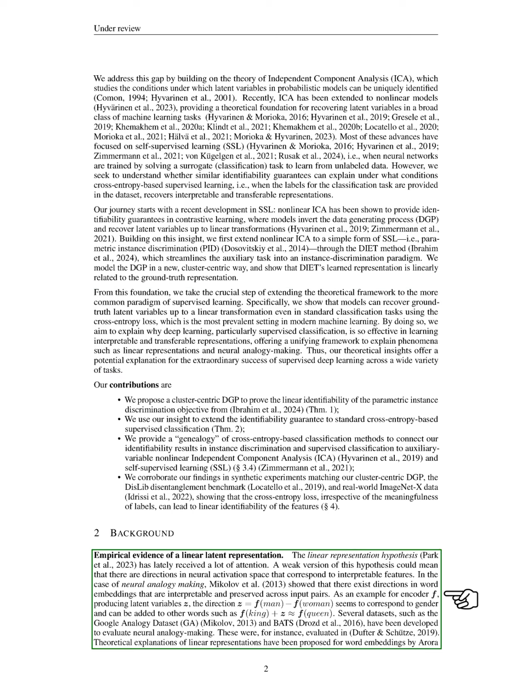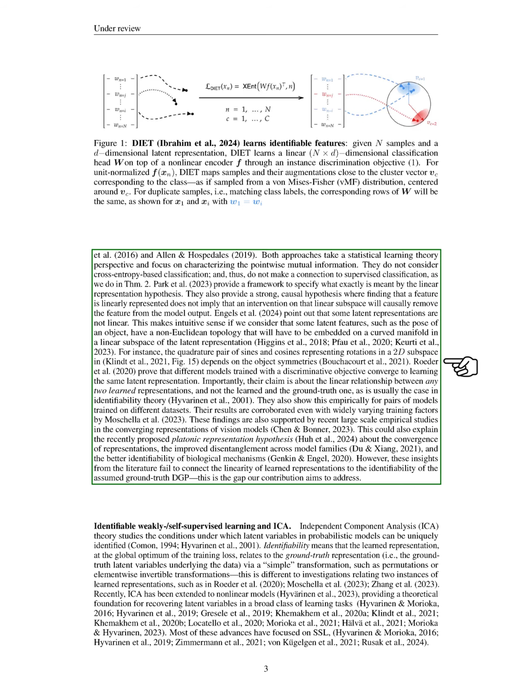We also highlight the recent interest in the linear representation hypothesis, which suggests that certain directions in neural activation correspond to interpretable features. For instance, in neural analogy making, specific directions in word embeddings can represent concepts like gender. Various datasets have been created to assess this phenomenon, and theoretical frameworks have been proposed to clarify the linear representation hypothesis. However, these frameworks do not connect to cross-entropy-based classification, which is a gap we aim to address.